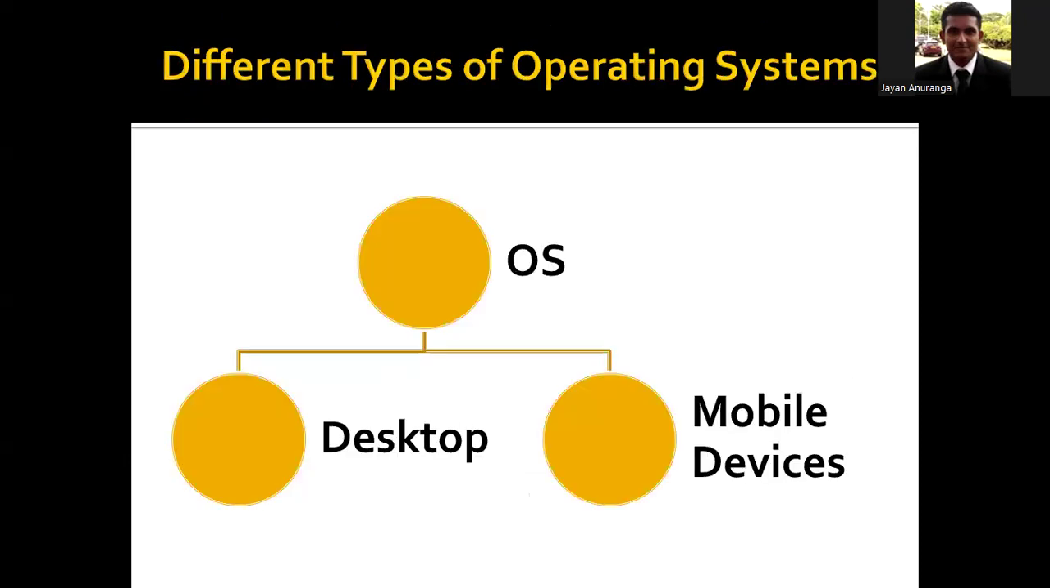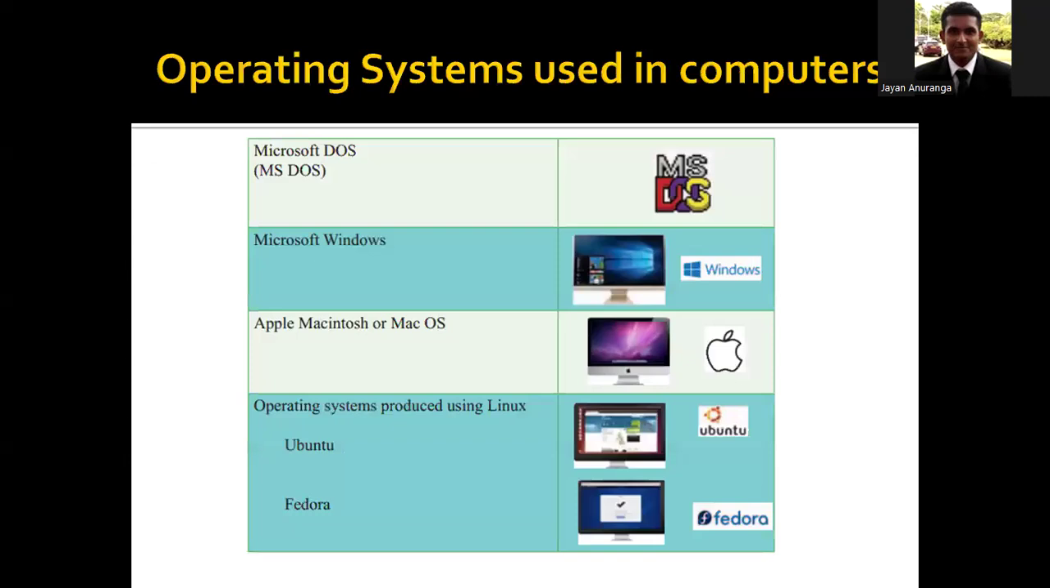Then let's move to the next topic, different types of operating systems. The operating system can be divided depending on different categories. Here we have divided them into desktop and mobile devices. Let's see what the desktop operating systems are: operating systems used in computers, especially laptops or desktops.